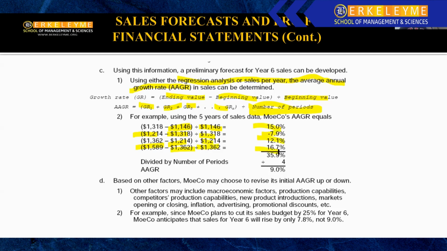So you get the growth, and then make an average. What we did is we add them for making average, because they are four figures. We divided by four. So you can say that on average, every year, the sale is increasing by 9% through the regression method. So that's a pretty simple method.